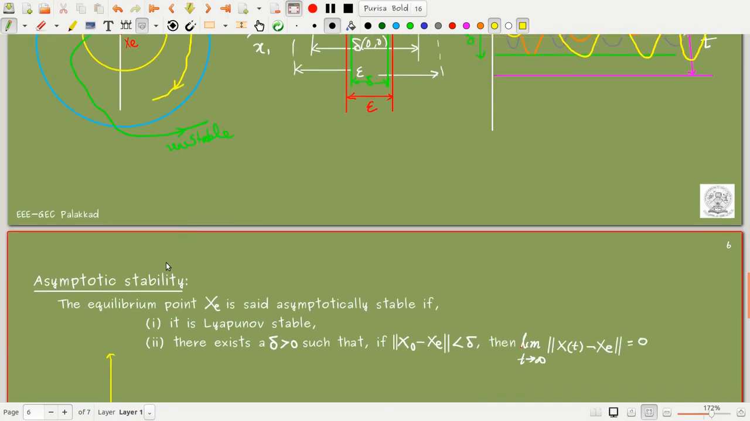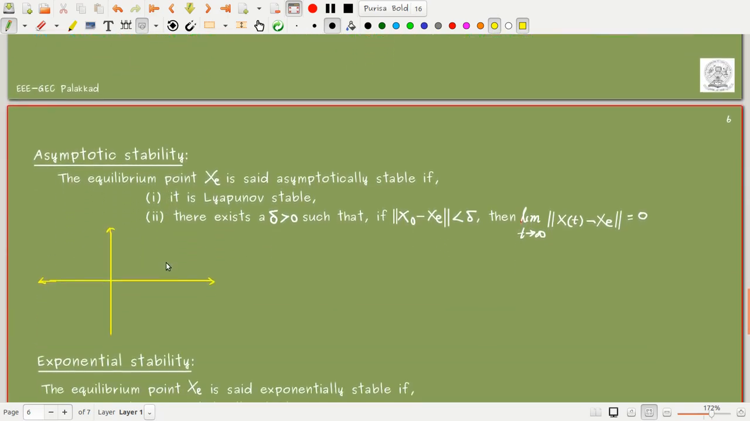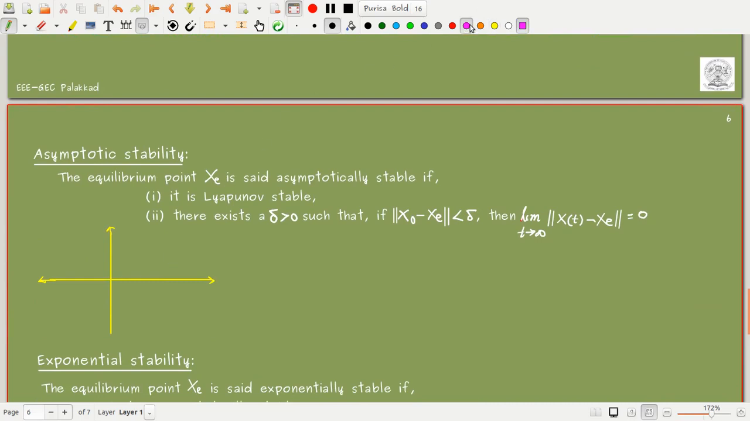But what does the asymptotic stability say? There should be some other point here, right? So I'm giving you an epsilon ball here.